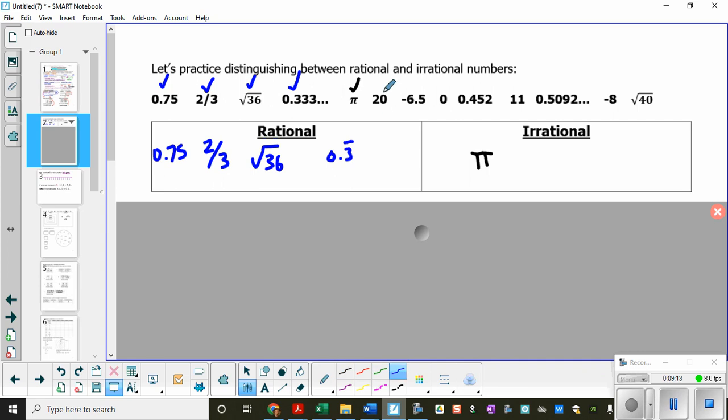Now 20, it is a number that's rational. I can prove it by making it a fraction. So 20 over 1. Or I can make it look like a decimal that stops, a 20.0. So no matter how you spin that, 20 is rational.